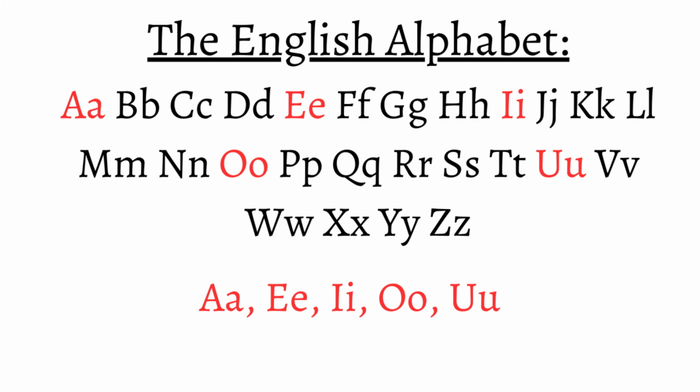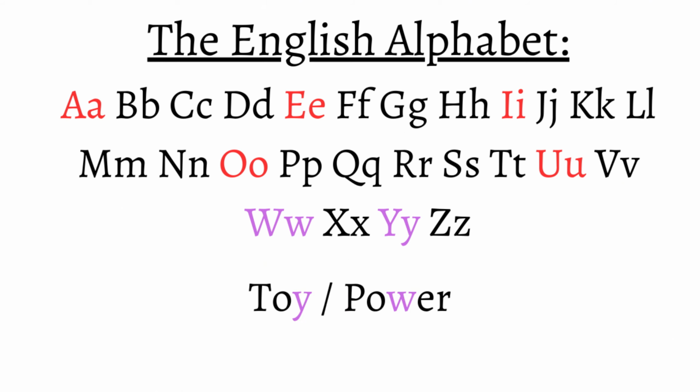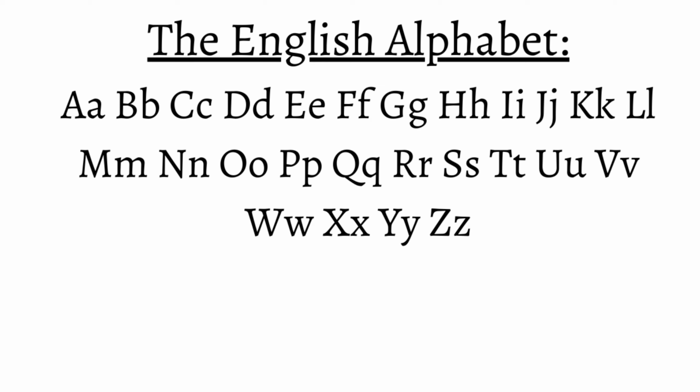The 5 vowels in English are A, E, I, O, and U, because they're produced without constricting the vocal tract. Sometimes the letters Y and W act as vowels when they follow another vowel letter, like in the words toy and power. Mainly, Y and W will remain consonants, but it doesn't mean it's the only sound consonants produce in English.